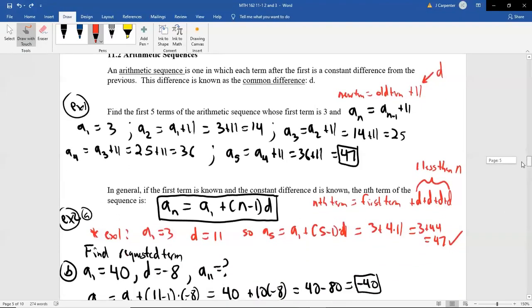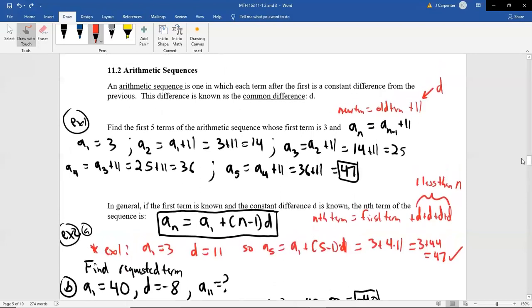So let's find the requested term without doing the middlemen. Now, on a homework or a test, you could certainly still find a sub 2, a sub 3, a sub 4, a sub 5, a sub 6, a sub 7, 8, 9, 10, and then get to 11. But what if I asked you for the 5 millionth term? Do you really want to do that middleman approach? No, you don't, because you'll never finish the job. So that's what this is really for.